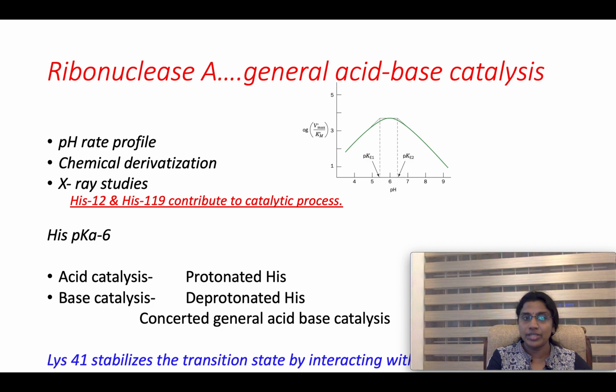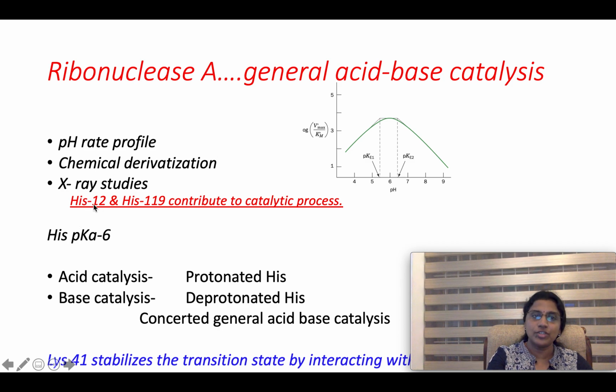And you all know histidine has a pK value of 6, which is near neutrality at physiological pH, and histidine can act as an acid in the protonated condition, and in the deprotonated form it acts as a base. So histidine can act both as an acid and a base. When acid catalysis and base catalysis take place simultaneously, it is known as concerted general acid general base catalysis. Ribonuclease A is a typical example of an enzyme which follows concerted general acid base catalysis.